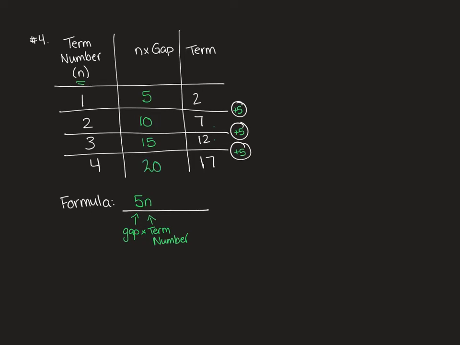Now our last bit of the formula is figuring out how do we get from the n times gap column to the term column. So I'm going to just do it in different colors so you can see the steps. 5 minus 3 is 2. 10 minus 3 is 7. 15 minus 3 is 12. 20 minus 3 is 17. So this is what we put on the end. It's whatever you have to add or subtract to get from column 2 to column 3. Okay? So this number just goes right in there.